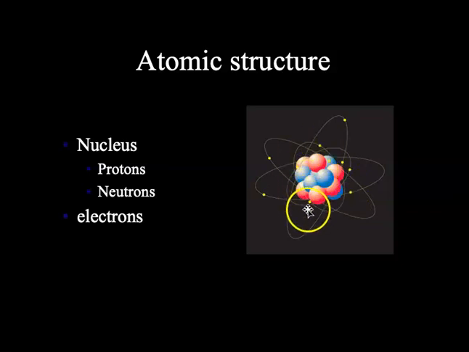Now, the middle is the nucleus. It's made out of protons and neutrons, which I can weigh. And then these tiny, tiny, very fast, energetic electrons circle the whole nucleus.